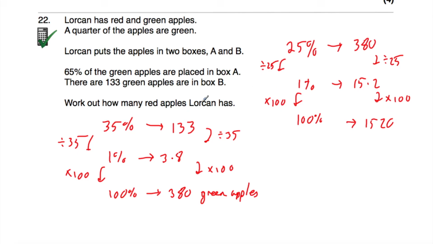Now the question says, how many red apples does Lorcan have? Well, at this point, actually, rather than multiplying both by 100, we could have multiplied both of these by 75 to find out how many red apples he's got. Or we could take the grand total, the 1,520, and subtract the 380 green apples there are to find out how many red apples there are. So 1,520 subtract 380 is equal to 1,140. So there's 1,140 red apples, and that's it.